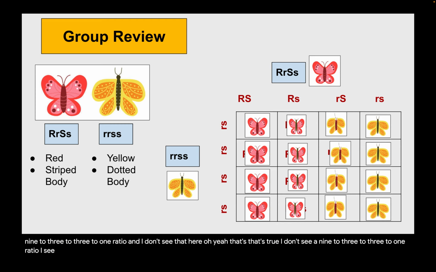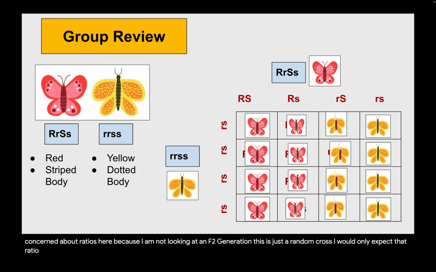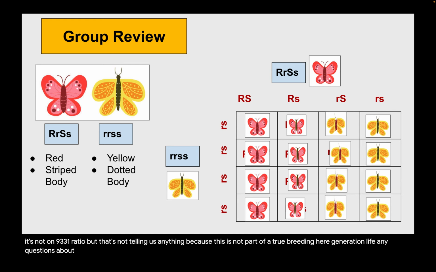I see, actually, the way it plays out is each column has the same genotype. So it's like a 1:1:1:1 ratio, right? That's fine. I'm not concerned about ratios here because I am not looking at an F2 generation. This is just a random cross. I would only expect that ratio to occur when we have true breeding pairs that go down to the F1 generation and then the F2 generation. All right? So yeah, it's not a 9:3:3:1 ratio, but that's not telling us anything because this is not part of a true breeding pair generation line. Any questions about this two-factor cross?